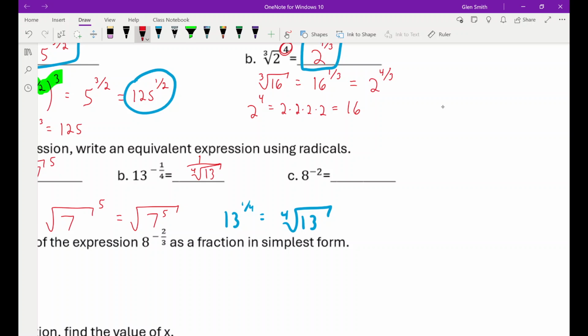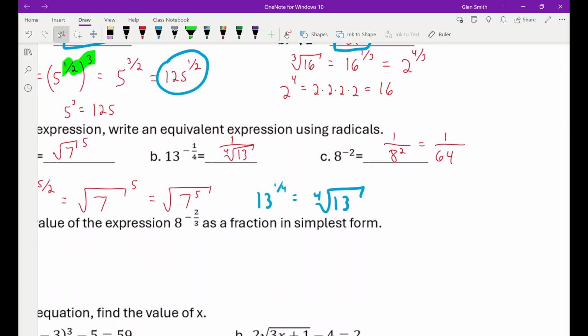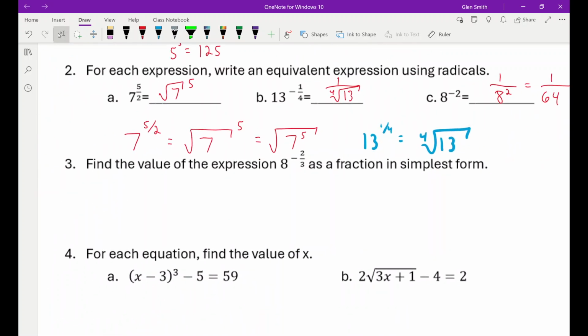But 8 to the -2nd is the same as 8 squared, but it's in the denominator. So it's 1 over 8 squared. And because I can handle 8 squared, that's just 1 over 64. Those are the same number, all 3 of them. All right. So this says, find the value of the expression, 8 to the -2/3, as a fraction in simplest form.